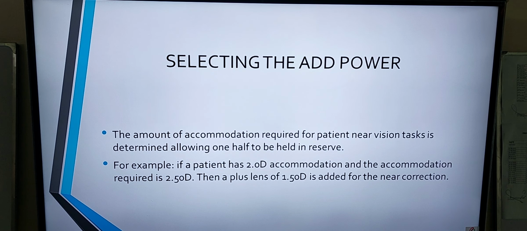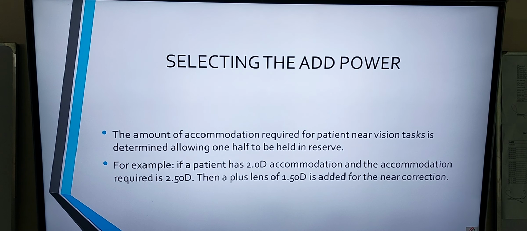Selecting the add power: the amount of accommodation required for the patient's near vision task is determined, allowing one half to be held in reserve, as we have discussed previously. For example, if a patient has 2 diopters of accommodation reserve and the accommodation required is 2.5 diopters, half of the 2 diopters will be kept in reserve. So the patient will be using 1 diopter of his own accommodation, and 1.5 diopters will be added to the patient's correction using spectacle lenses or contact lenses. It is important that we ensure that half is kept in reserve.